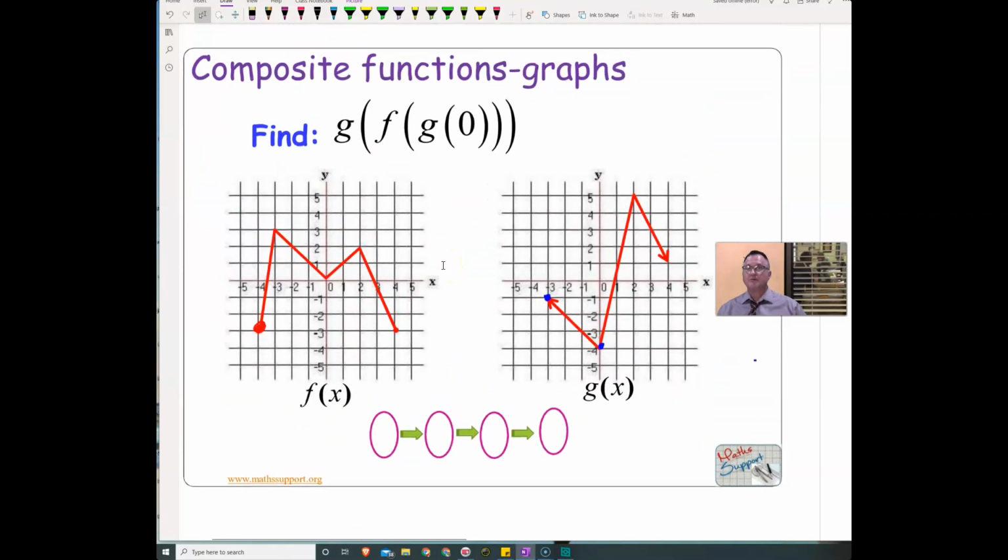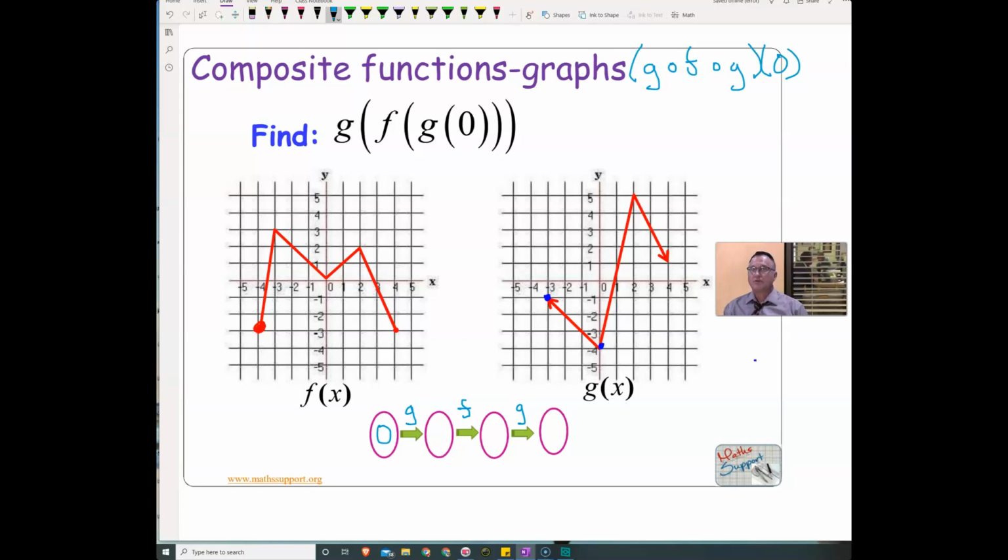Okay, now we have 3 functions. So if we were writing this out using the composition symbol, this would be G composition F composition G. So 0 is our input. It's going to go through G. Then that number becomes the input for F. And then the result of that becomes the input for G again.